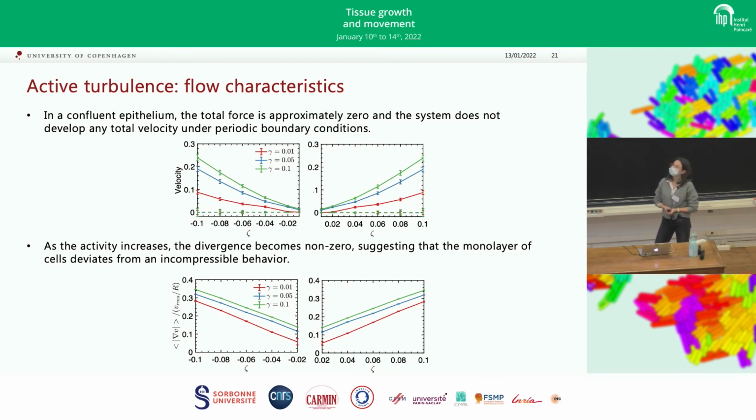We also calculated the divergence. In continuum theories, the major assumption is that the cell monolayer is incompressible. However, if we increase activity, we see that our monolayer starts developing non-zero divergence, and so it deviates from incompressible behavior.